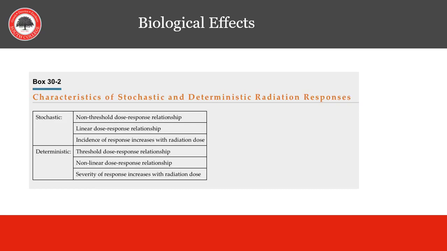Characteristics of the stochastic and deterministic. This is in a chart in your textbook on page 487. So stochastic effects have a non-threshold dose-response relationship. They're linear, so they're called linear non-threshold. The increase of response increases with radiation dose, which means it's linear also. Deterministic is always going to be a threshold dose. It's always going to be nonlinear. So therefore, it's going to be nonlinear threshold. And the severity of response increases with increasing dose.